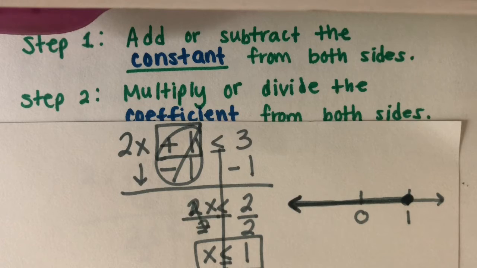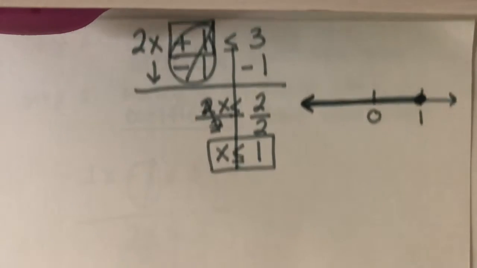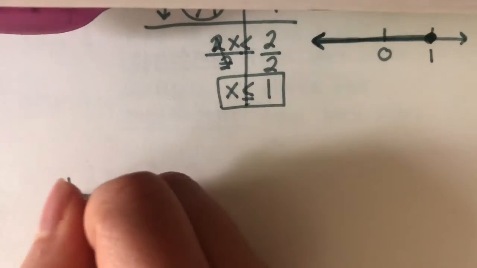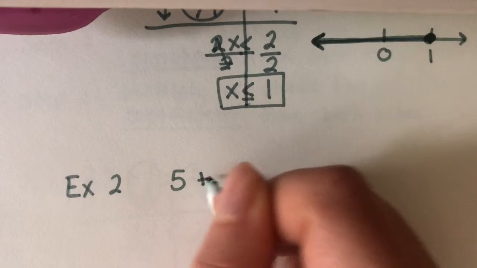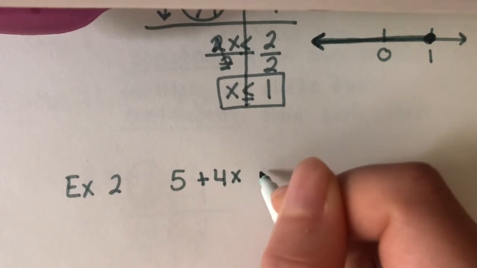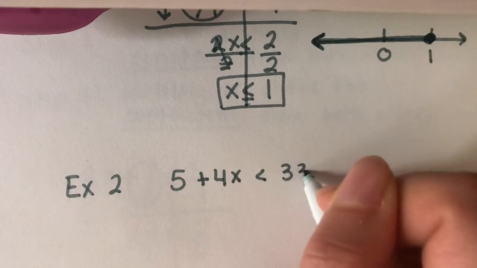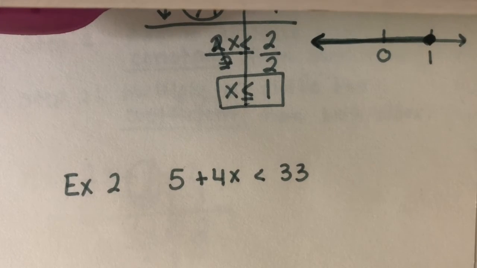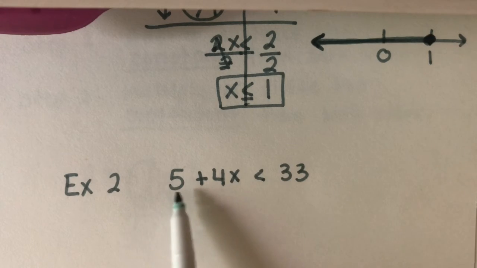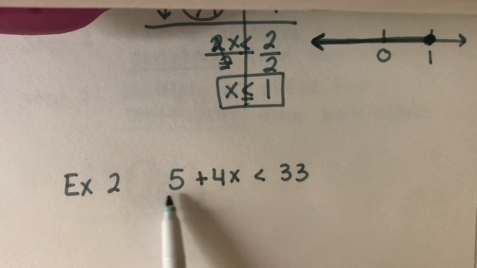Okay, so that's our first example. Let's go ahead and take a look at our second example. So our second example is 5 plus 4x is less than 33. So this one looks a little bit different than the first one. For this example, I realized that it looks a little bit different because my variable doesn't come first. My coefficient and variable don't come in first.